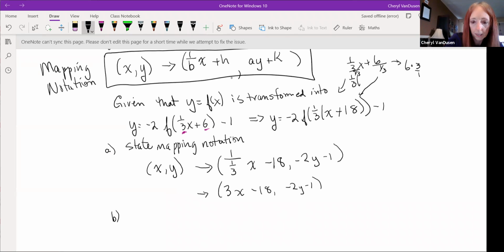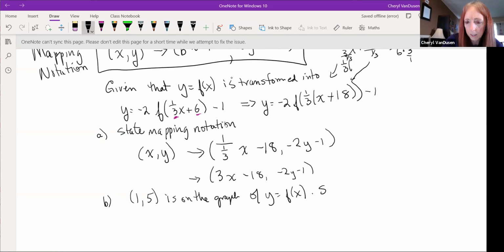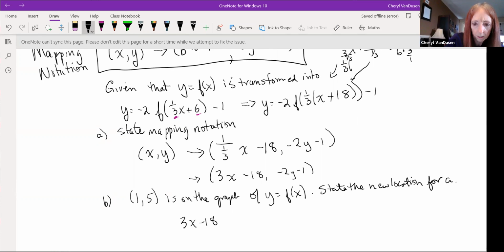So let's say that (1, 5) is on the graph of y equals f(x). So it's just the original one. State the new location for part A. I don't have to rewrite that whole thing. Simply, all we do is write down our mapping notation, 3x minus 18, comma, -2y minus 1.